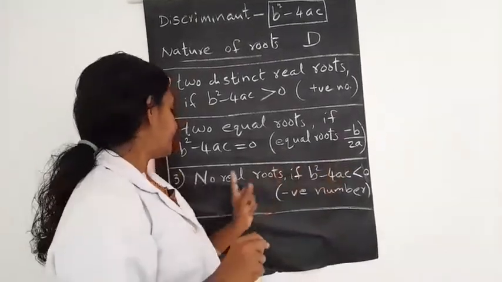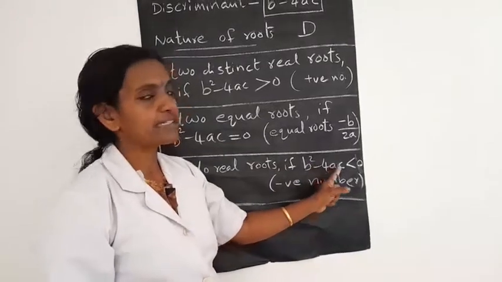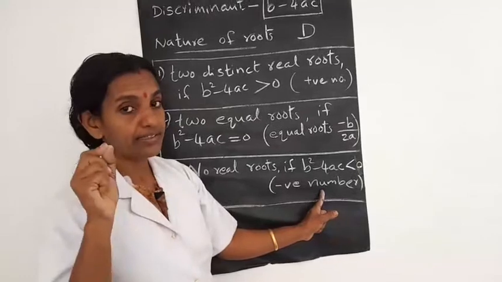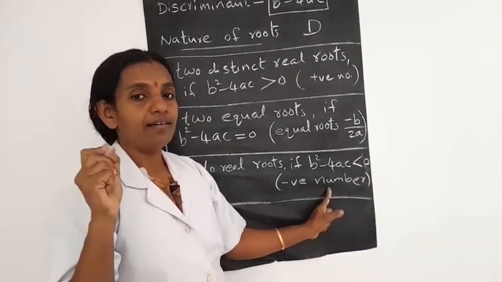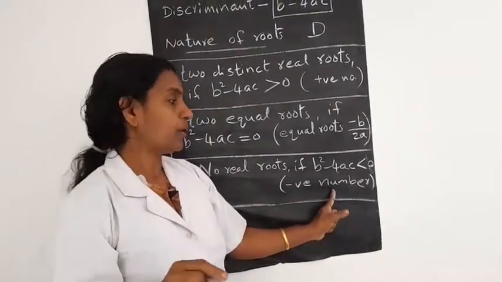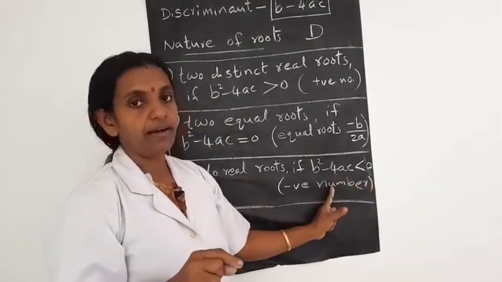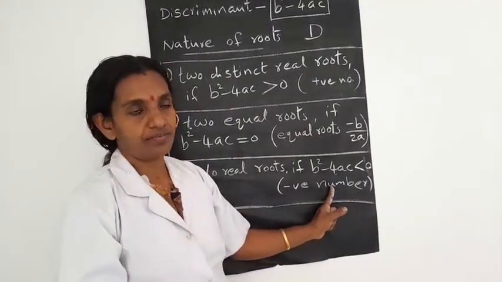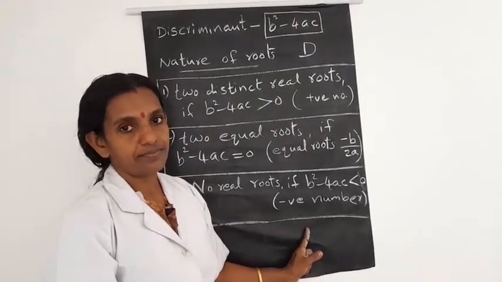Now the third condition is no real roots. If b square minus 4ac less than 0, less than 0 means it is a negative number. So inside the square root symbol you will get a negative number. We cannot find the square root of a negative number. Therefore, if b square minus 4ac is less than 0, or if it is a negative number, there are no real roots for the given quadratic equation. These are the three conditions you have studied now. Nature of roots.